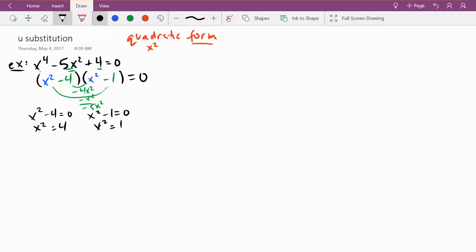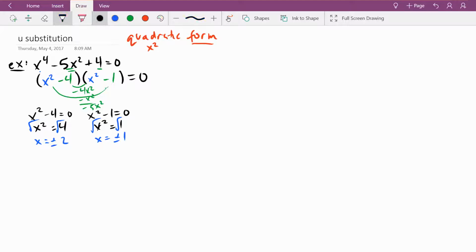And doing the square root on both sides, to clear the square, we could square root. Remember, anytime you do a square root of an equation, we need plus or minus, so x is plus or minus 2 and plus or minus 1. We have 4 solutions. We have 1 and 2, and then we also have their opposites, negative 1 and negative 2.